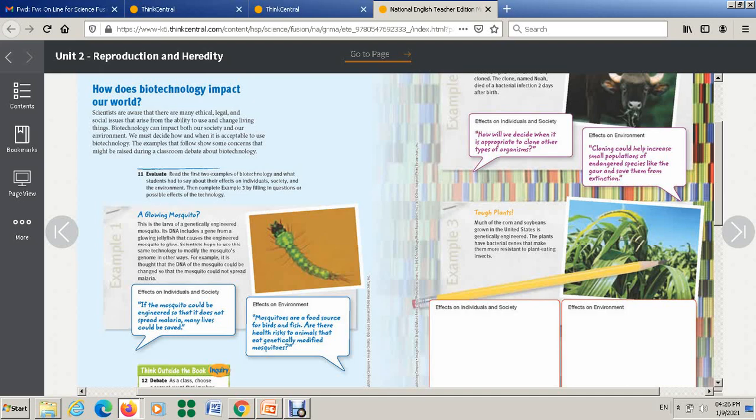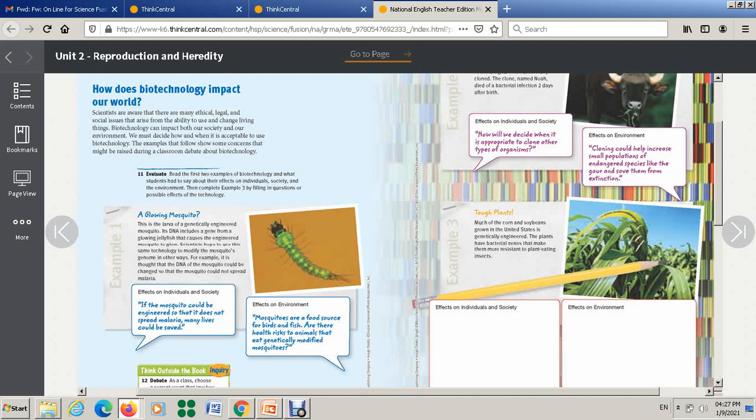Okay, so here what is the effect on individual and society? If the mosquito could be engineered so that it doesn't spread malaria, many lives could be saved, right? The effects on environment: mosquitoes are a food source for birds and fish. Okay, you have to think about other organisms also, not about you only. So, are there health risks to animals that eat genetically modified mosquitoes? Do you think? I want you to think about this one here.